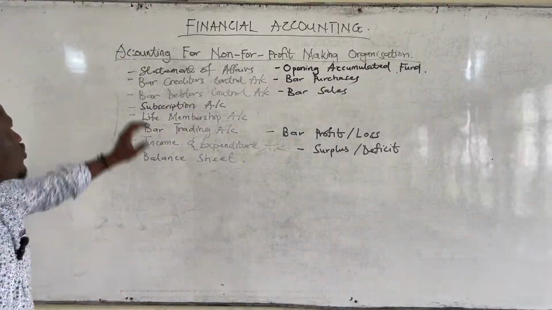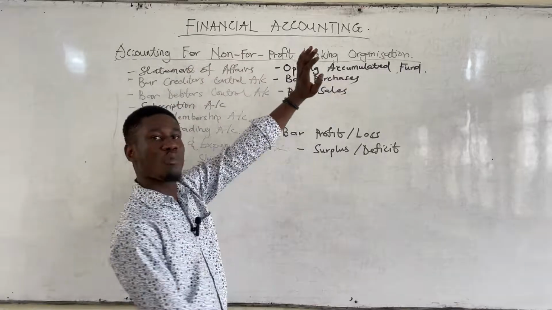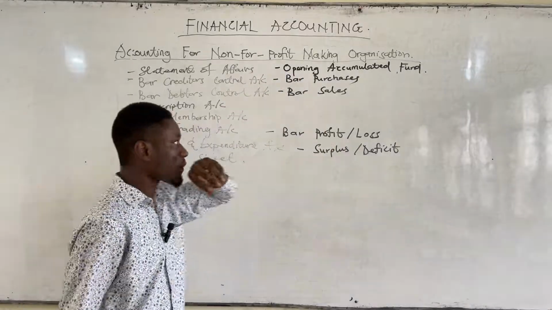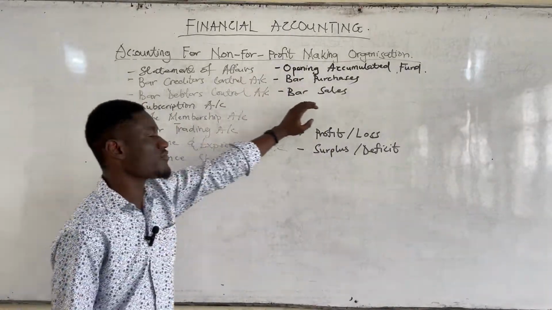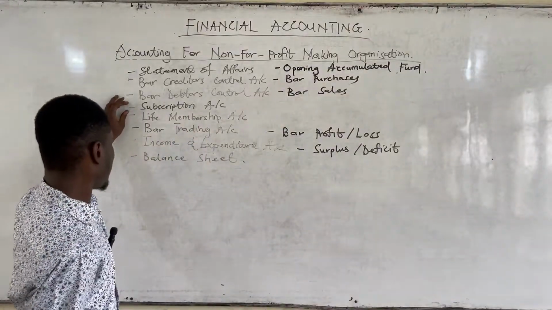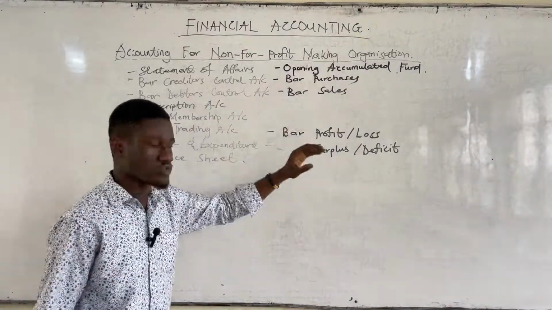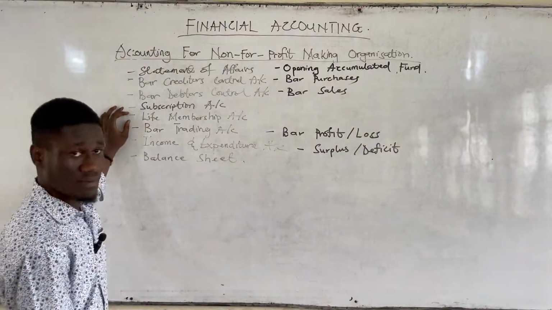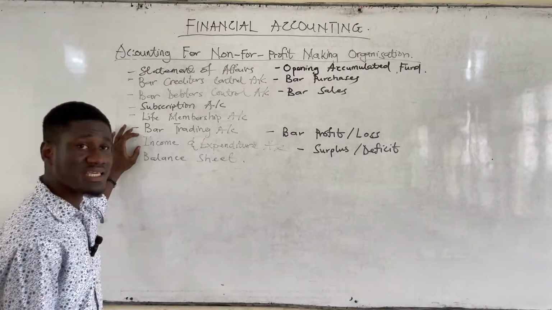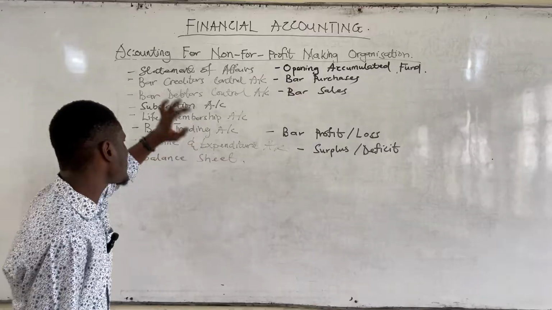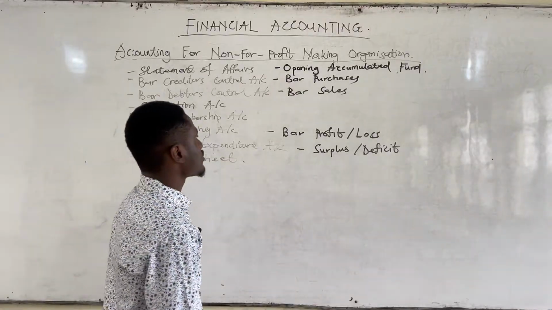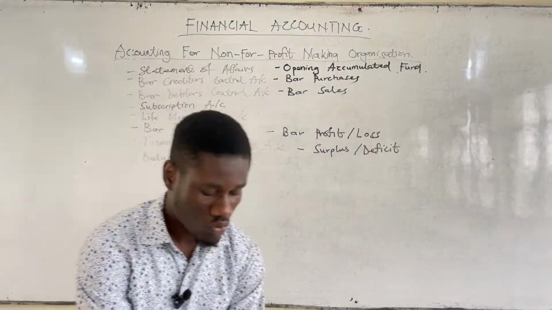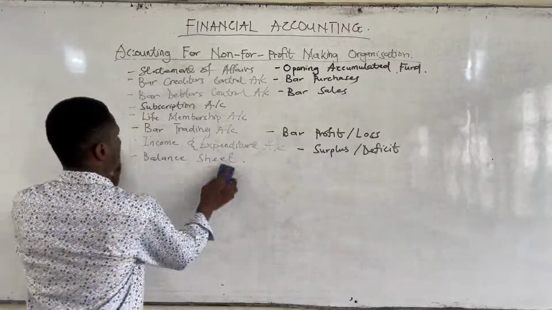Good. So with this statement of affairs, we find our opening accumulated fund. We use this bar creditors control account to find our bar purchases. Then we use this bar debtors control account to find our bar sales. Then this subscription account, we will adjust it to get the amount that we send to the income and expenditure account. With this one, the same thing, we adjust it to get the amount we have to send to the income and expenditure account. Then we use the figures there to balance our books. Good. So we are going to look at how to go about all the items mentioned here.